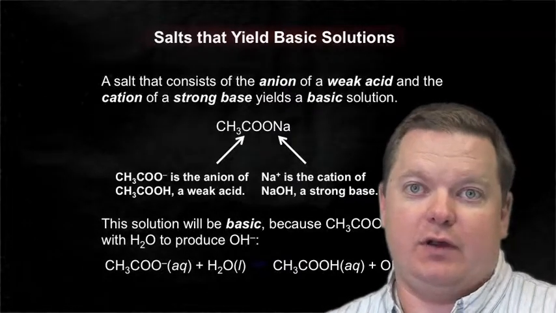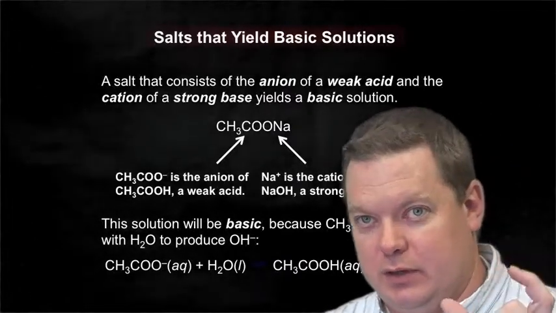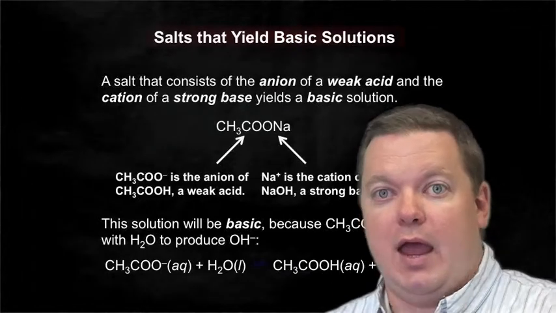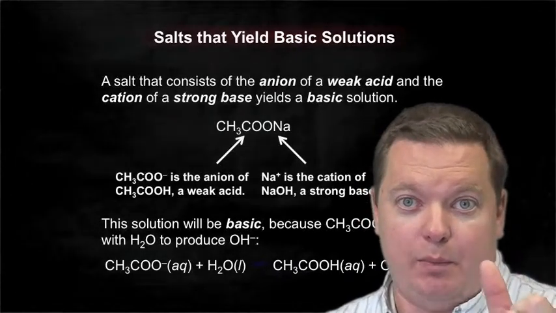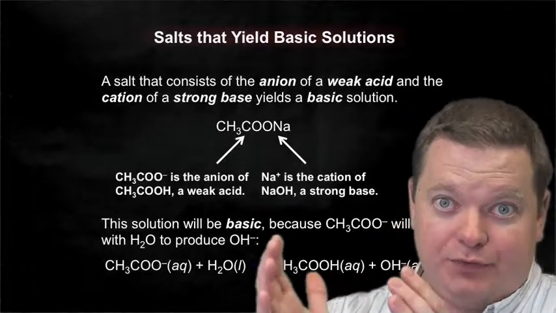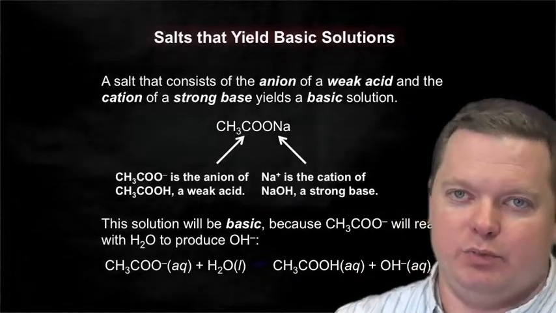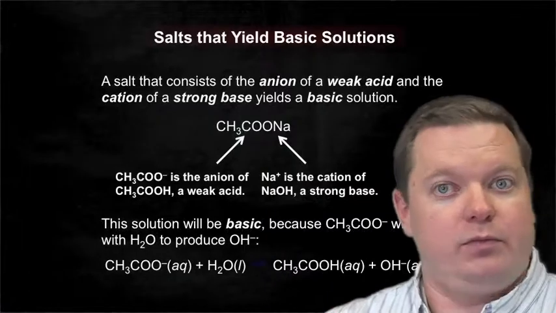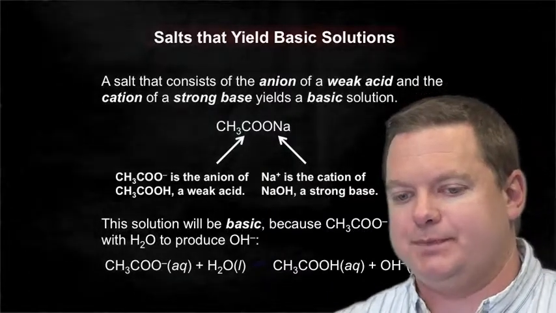So we're always going to have these acids or bases. Typically, these salts that are going to affect pH are the combination of a strong acid and a weak base, or a strong base and a weak acid. One of those ions is typically going to be a weak acid or base.